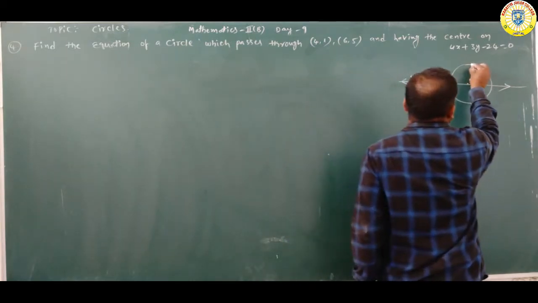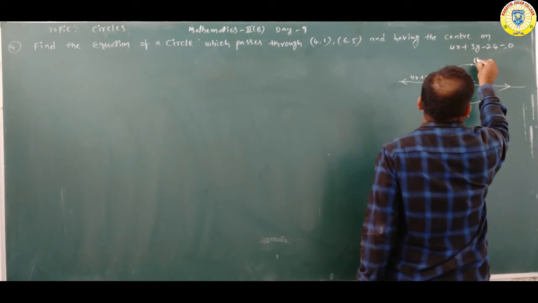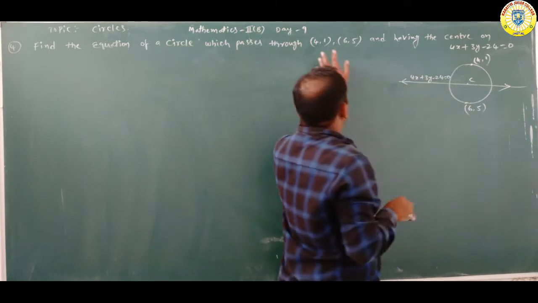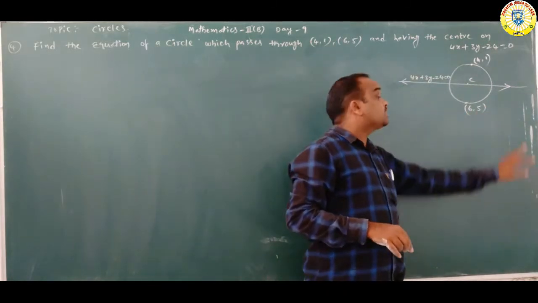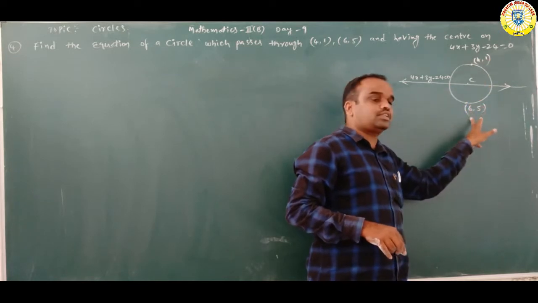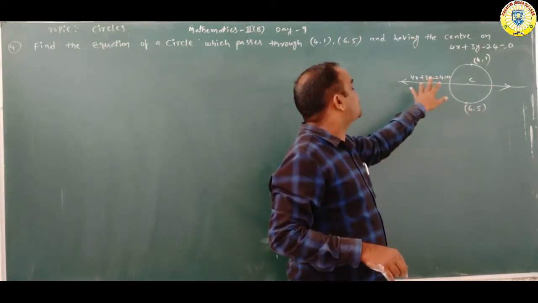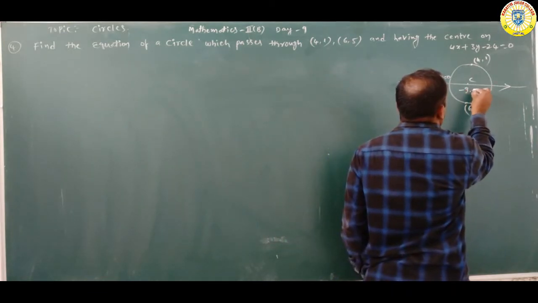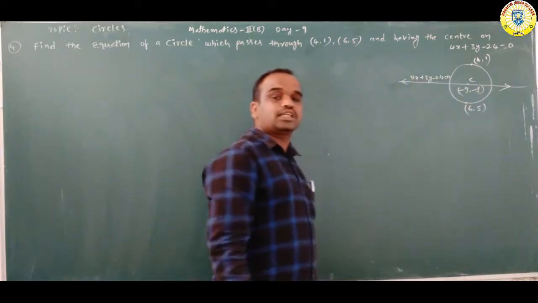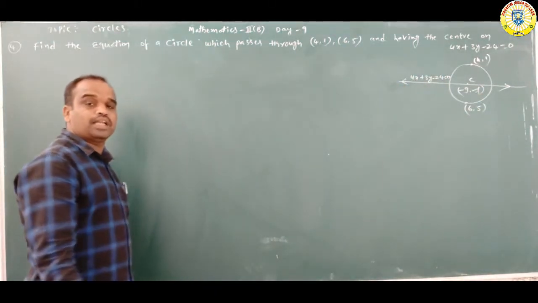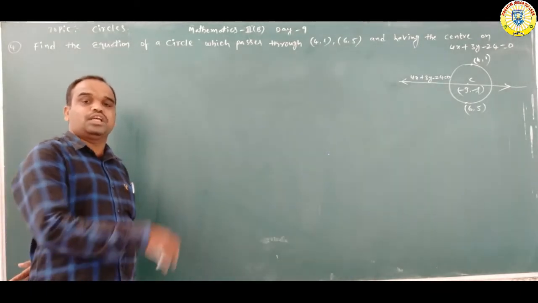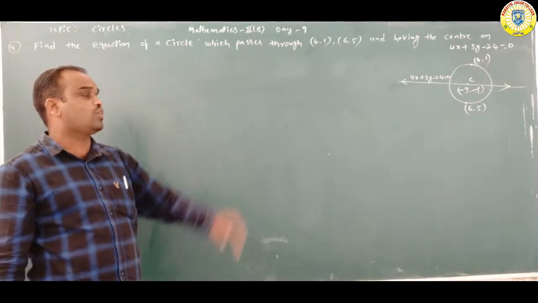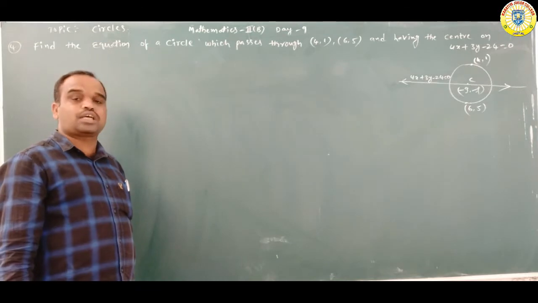And also, here the circle passes through which points, sir? (4, 1) and (6, 5). The required circle passes through (4, 1), (6, 5), and the center lies on which line, sir? 4x + 3y - 24 = 0. Generally, (-g, -f) is the center of the circle. Center lies on 4x + 3y - 24 = 0, and the required circle passes through (4, 1) and (6, 5).